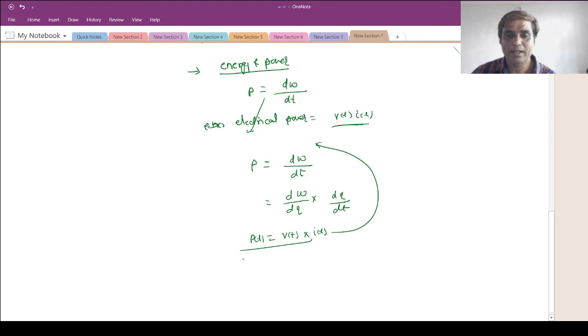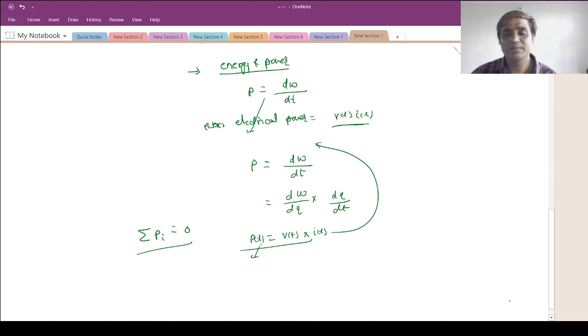But in circuits, when power is positive, then that power is absorbed, and when power is delivered, then that quantity will be represented with a negative sign. And in circuits, the conservation of energy will be satisfied, that the sum of power delivered or absorbed will be equal to 0 across the elements.